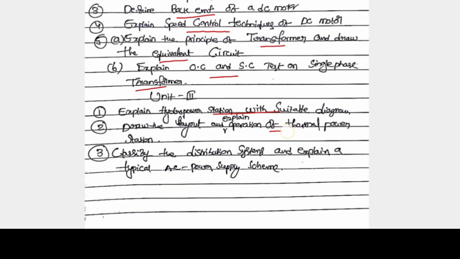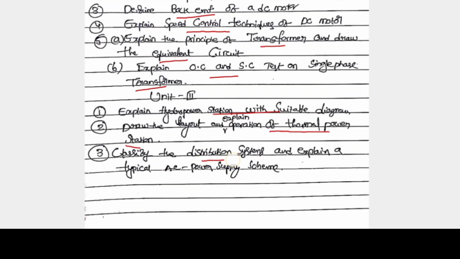Draw the layout of operation of thermal power station. It is very important. In a thermal power station, how is power generated by using coal? The coal is pulverized, then combustion, after that boiler, superheater, economizer, preheater, like that there are so many parts.